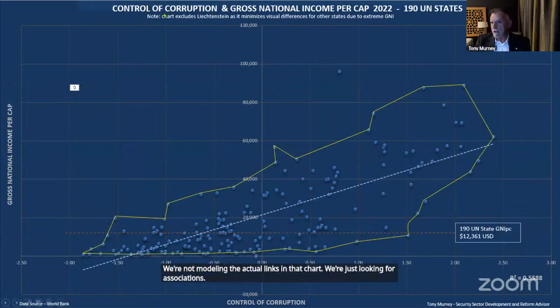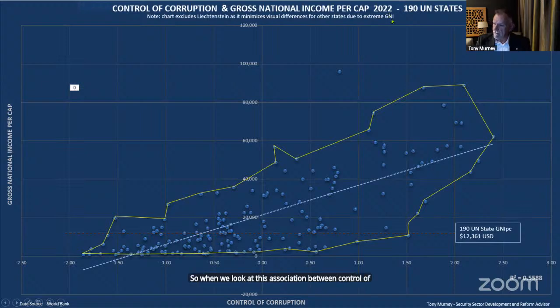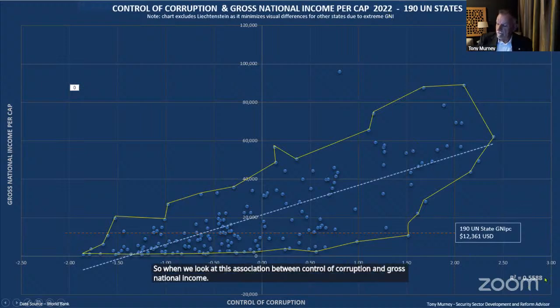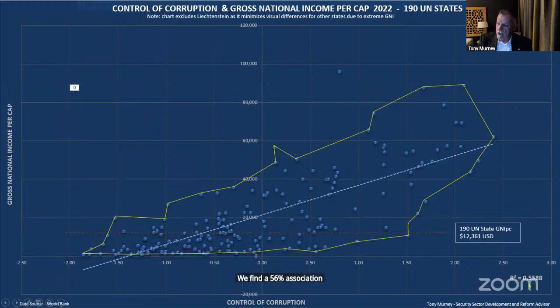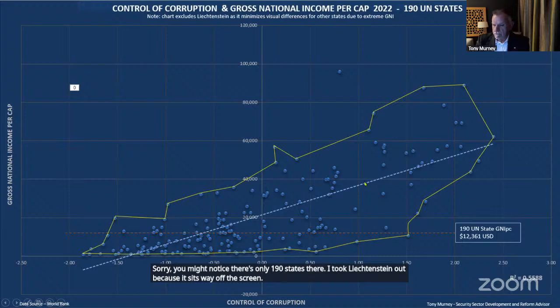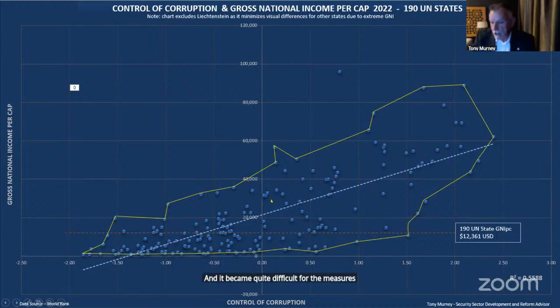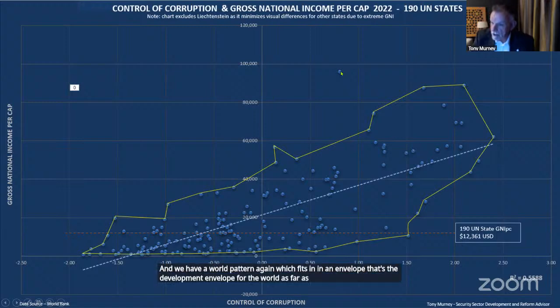So when we look at this association between control of corruption and gross national income, we find a 56% association between control of corruption and gross national income per capita. You might notice there's only 190 states there. I took Liechtenstein out because it sits way off the screen, and it became quite difficult for the measures. You'll see a later one where I left it in. And we have a world pattern again, which fits in an envelope that's the development envelope for the world as far as this goes, with the exception of Qatar there and Liechtenstein sitting outside the chart.